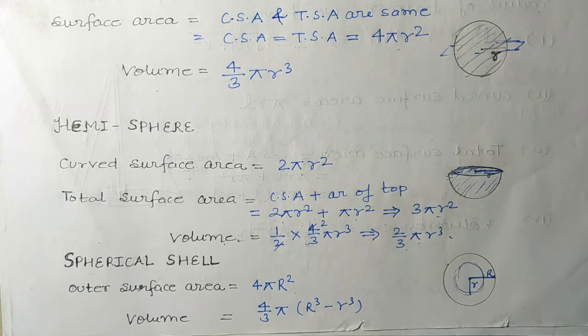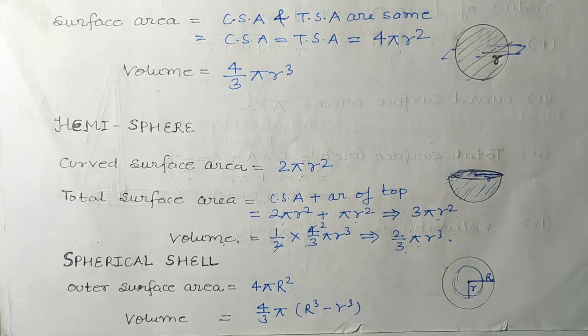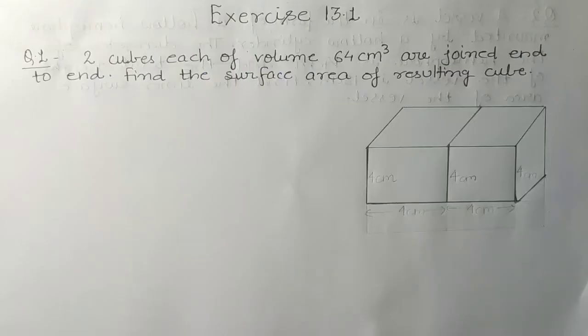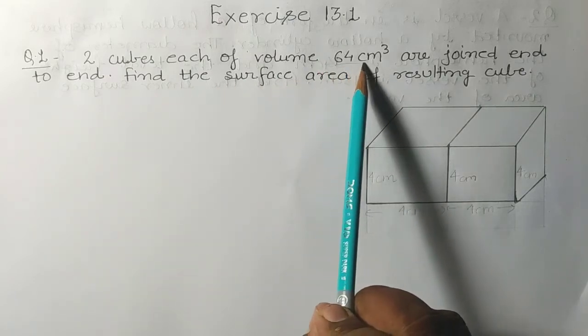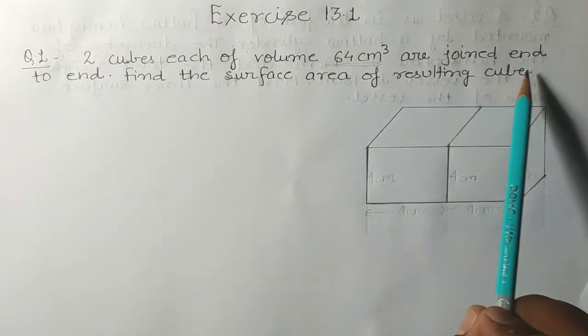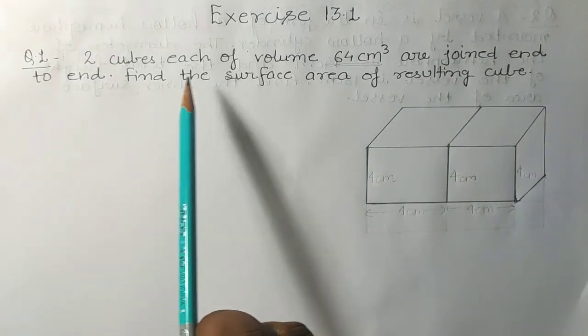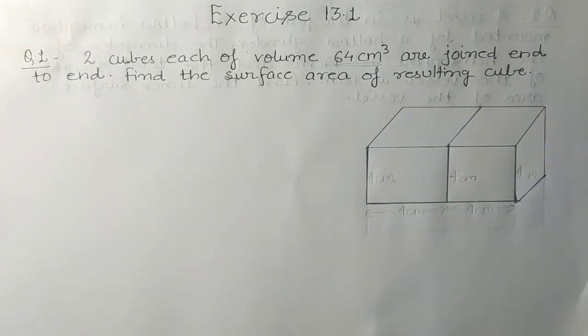And on this basis, today we are going to solve exercise 13.1. So students, let us see the first question of exercise 13.1. The first question is: two cubes, each of volume 64 centimeter cube, are joined end to end. Find the surface area of the resulting cube.